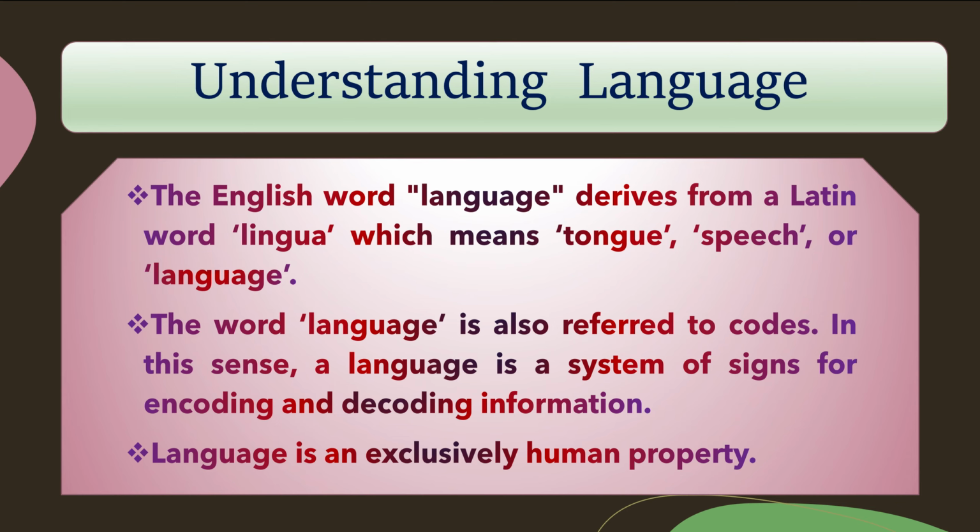Point number two. The word language is also referred to as codes. In this sense, a language is a system of signs for encoding and decoding information. Look here, the second point is all about what language is. Language is a system of codes. That is why it is being referred to as codes. When you write A, B and C, what are they? They are just shapes, they are just codes. So in this sense, a language is a system of signs. A language is a system of codes.